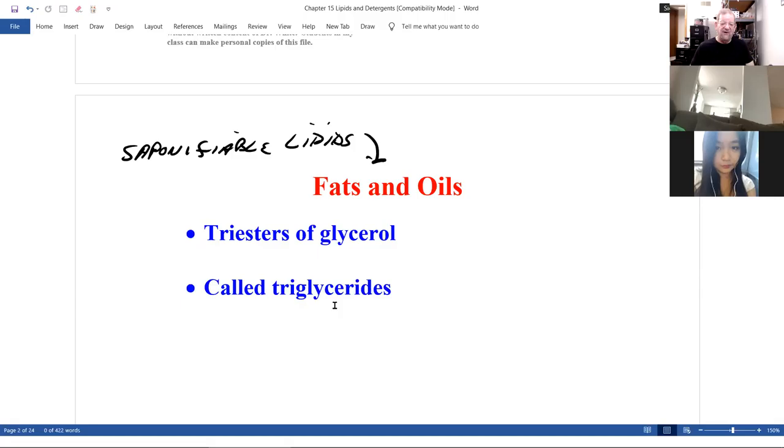You also know as fats and oils. And what's a fat and oil? Well, one way is a triester of glycerol. I'll show you that in a second. Another way is sometimes called triglycerides.